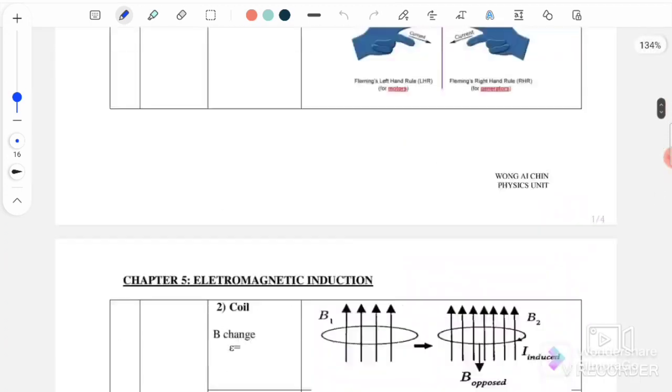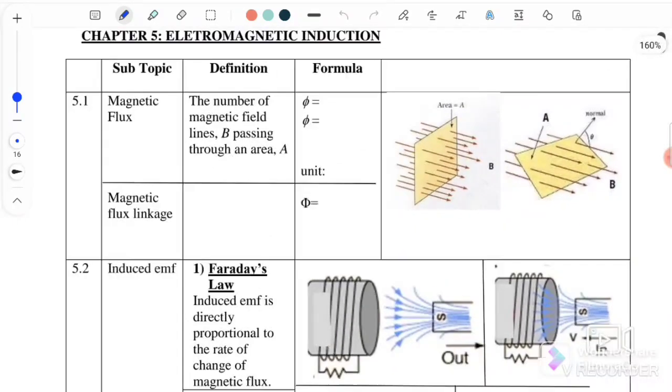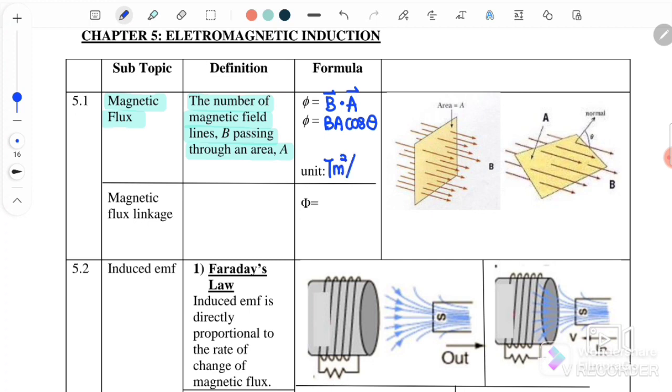Okay, so we'll start with 5.1 first, where we have the magnetic flux. The magnetic flux is defined as the amount of the magnetic field B passing through an area A. The equation that we'll use is B dot A, or we can write it as BA cos theta, because this is a dot product. The unit for the magnetic flux is the Tesla meter squared, or we can use Weber, WB being the short form for Weber.